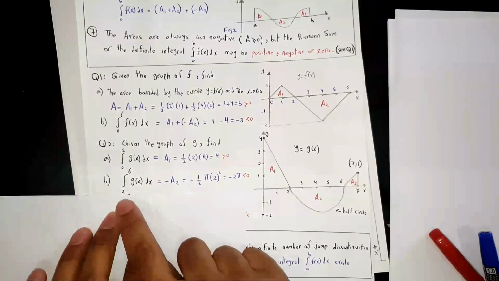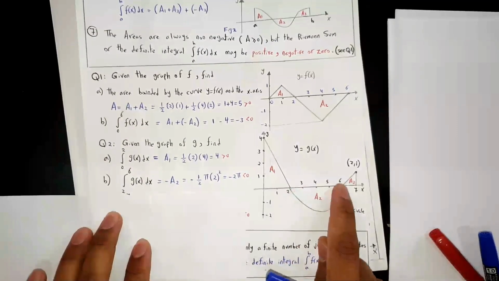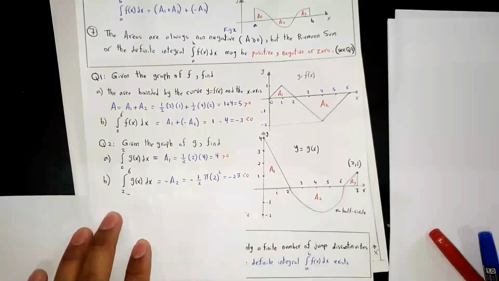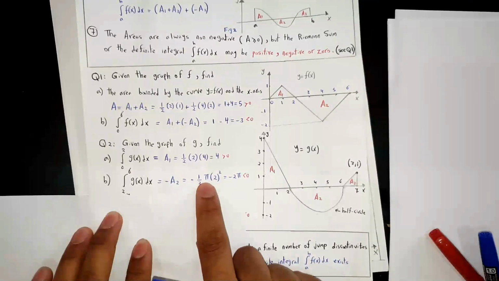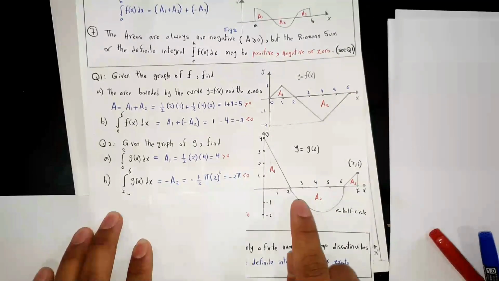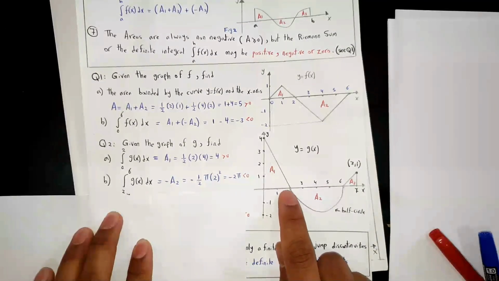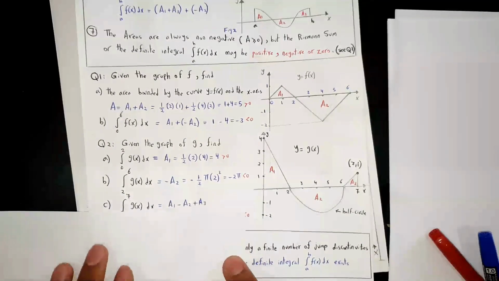Part B, we need the integral from 2 to 6 of g of x dx. This is 2 and this is 6. Clearly the function is below the x-axis, so it is a2, but do not forget to put a minus here. So if you calculate this, it will be half times pi r squared, because this is half a circle, and the radius, you can see it here, is running from 2 to 4, that is 2. Great.